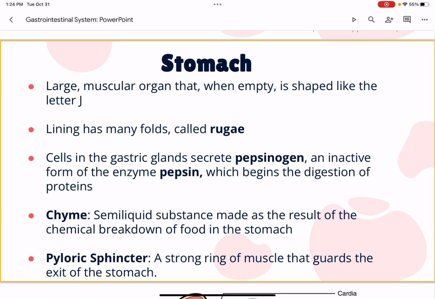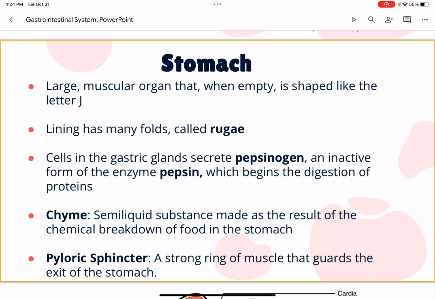The stomach is a large muscular organ that when empty is shaped like the letter J. The lining has many folds. The stomach contains acid to break down food into chyme. When a peristaltic wave passes down the esophagus, the cardiac sphincter relaxes, permitting the bolus to enter the stomach.